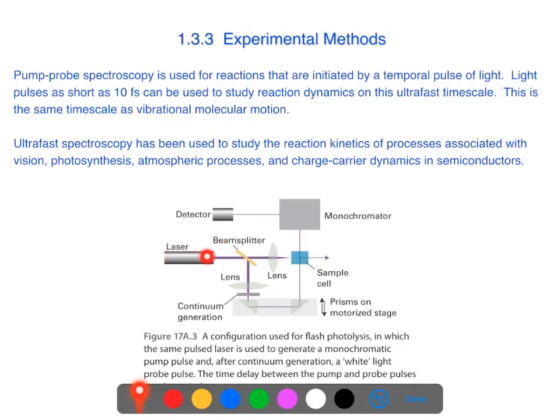So the same laser source is used to excite the sample, and a small fraction of that light is reflected off a beam splitter and sent through a longer path. And so we can vary that path length, which varies the time delay between the pulse that initiates the reaction and the pulse that monitors the reaction. And in this way, we build up a histogram, or we can watch how the concentration of that species changes over time. And as a result, we can monitor the kinetics of that photoexcited event.